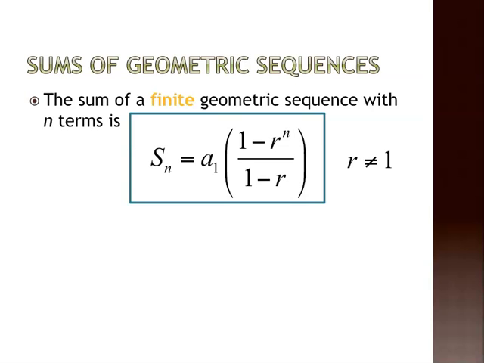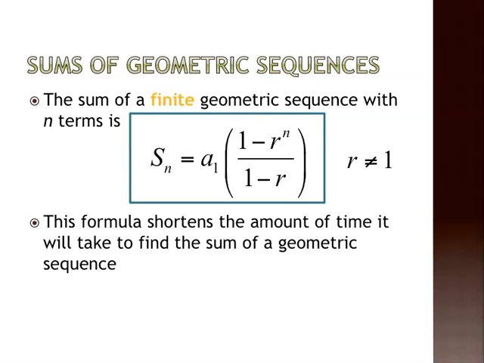So again, the point of this formula is to shorten the amount of time it takes to find the sum of a geometric sequence. If you're asked to find the sum of the first 20 terms, then that would mean instead of having to find the first term, second term, third, all the way up to the 20th term before adding them all up, using this formula, all we need to know is the first term, what r is, and which number we're adding up to.